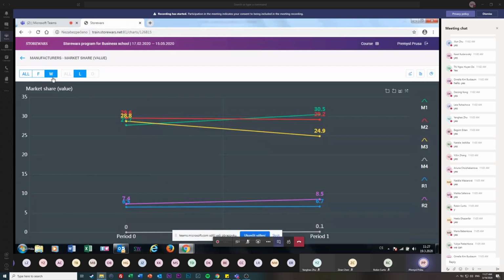So those who are strong here in Voodoo's usually are strong in total, and it works like this. Because manufacturer 3 is strong here, so is strong in total as well. In Voodoo's, all right. In Voodoo's manufacturer 3 is not so strong, but it doesn't really matter that much. So that's our market share.